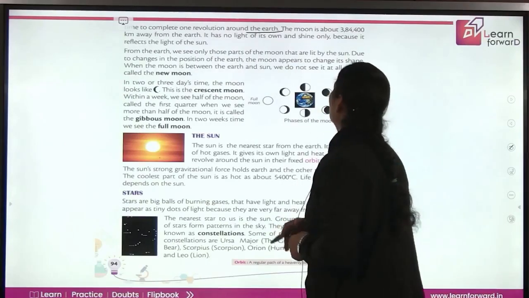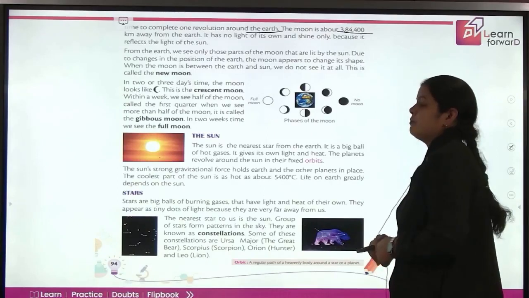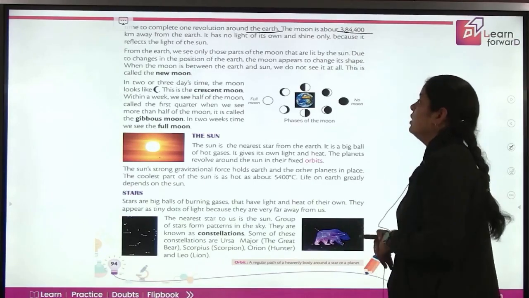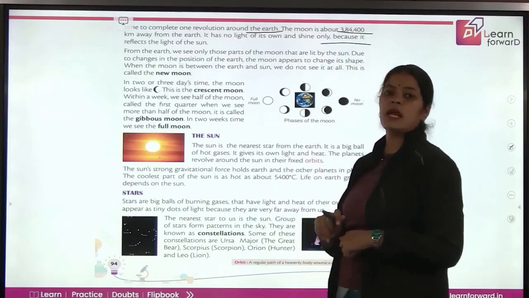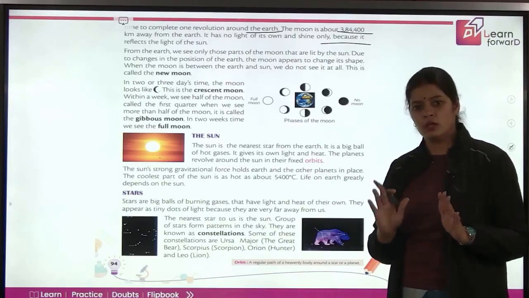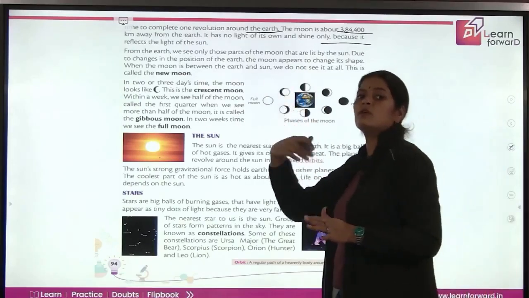The moon is about 384,400 kilometers away from the earth. So this is the distance between earth and moon. It has no light of its own and shines only because it reflects the light of the sun. The sun is the universal source of heat and light, so it is giving light to everything. So now the moon is also receiving the light from the sun, and only then is it visible.